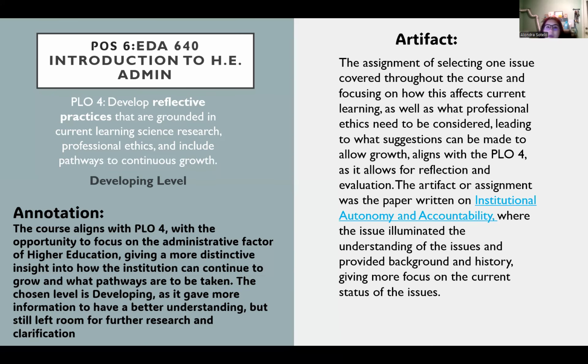The assignment of selecting one issue covered throughout the course and focusing on how this affects current learning, as well as what professional ethics needs to be considered, leading to what suggestions can be made to allow growth, aligns with PLO 4. It allows for reflection and evaluation. The artifact or assignment was the paper written on institutional autonomy and accountability, where the issue illuminated the understanding of the issues that, again, higher education face, and provided background and history, giving more focus on the current status of these issues.